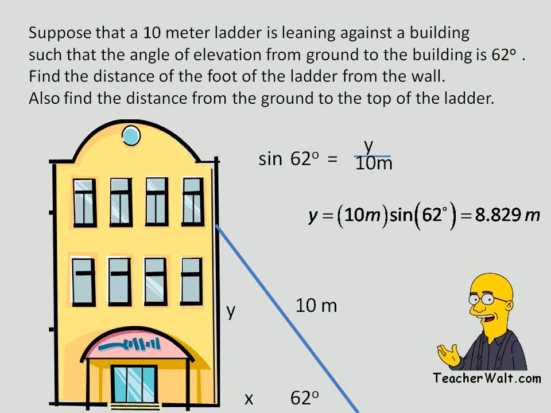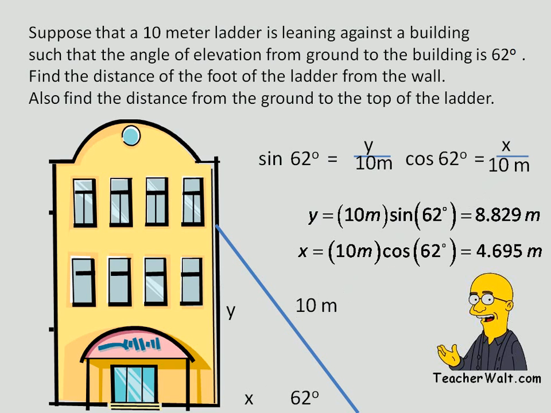Now, to find x, the adjacent side, the side from the building to the foot of the ladder, well, that's of course cosine. We take cosine 62, the adjacent side over the hypotenuse, and solving in a similar fashion as before, we find that that distance is 4.695 meters. And that's what they asked us to find. So we find the distance from the ground to the top of the ladder is 8.829 meters, and the distance from the building to the foot of the ladder is 4.695 meters.